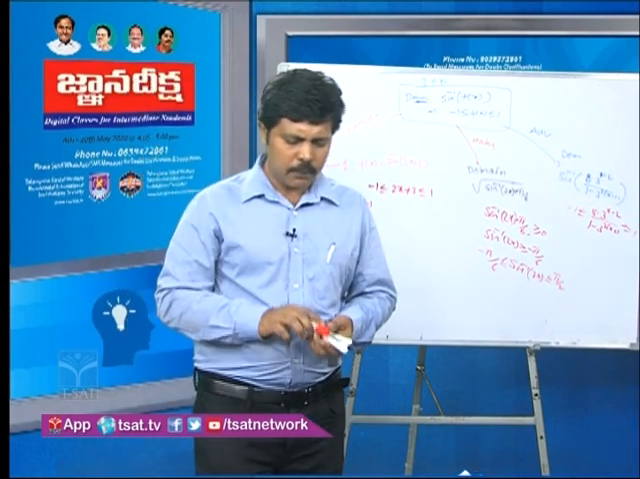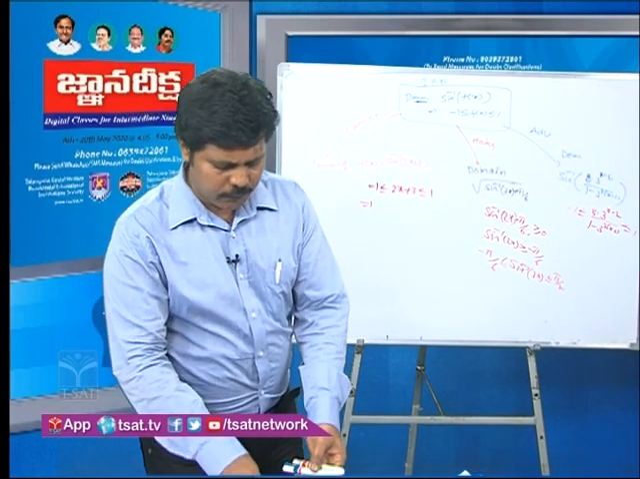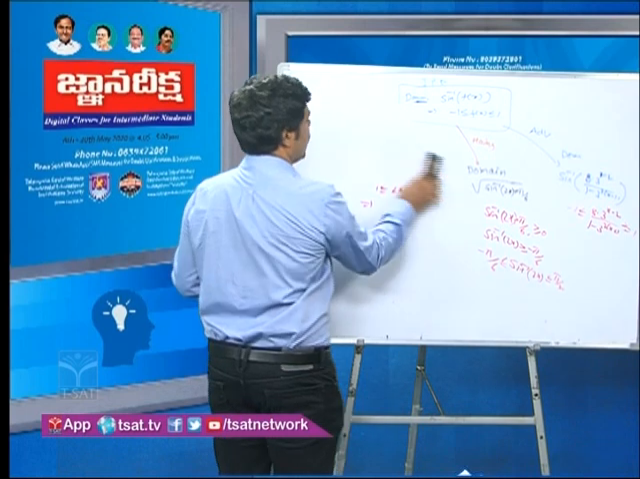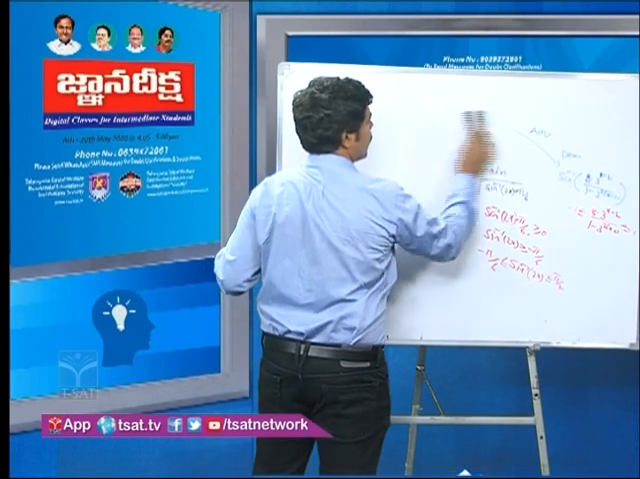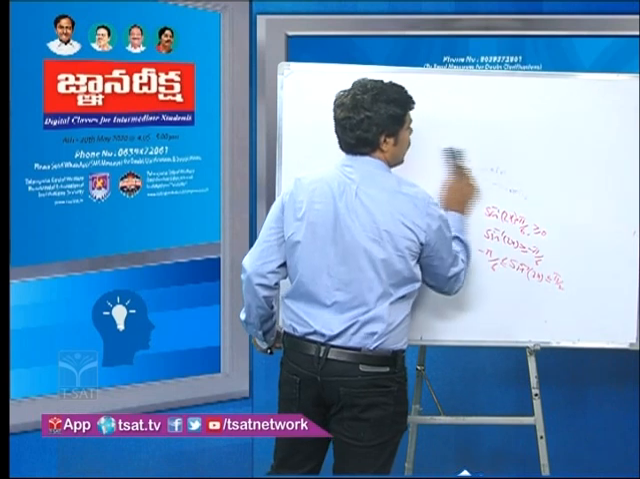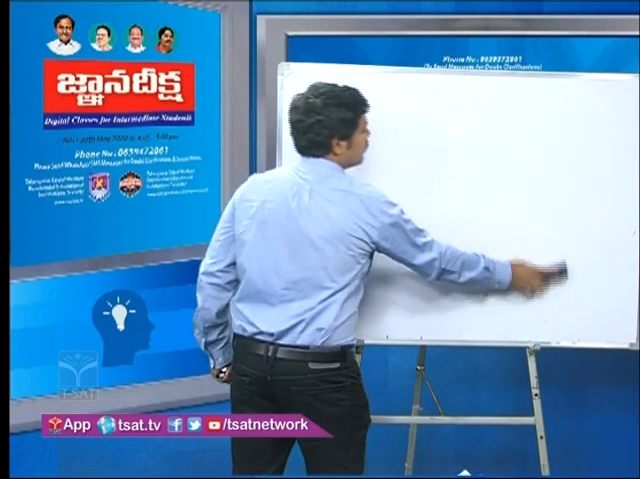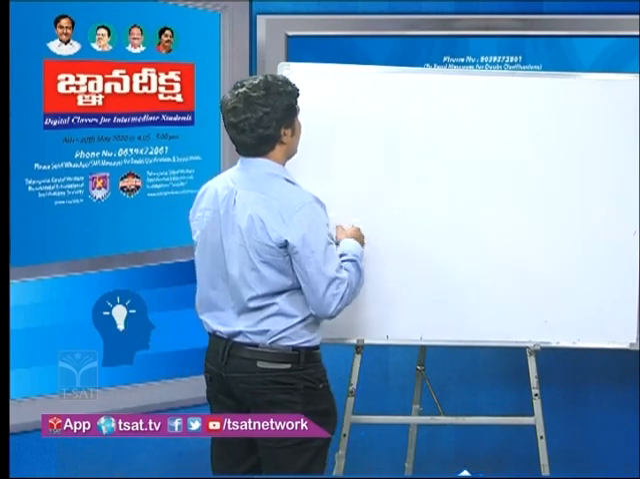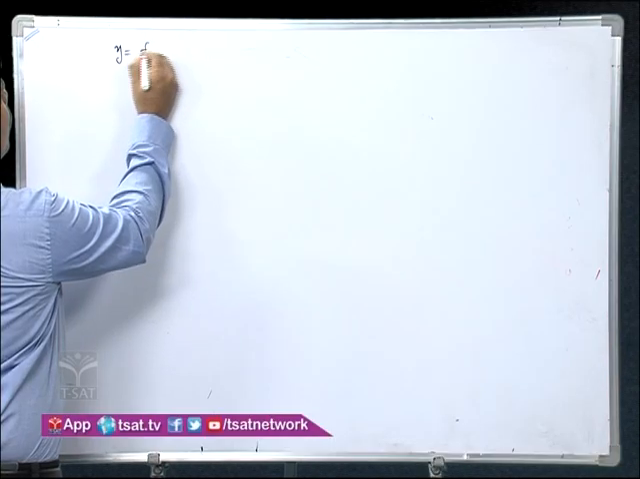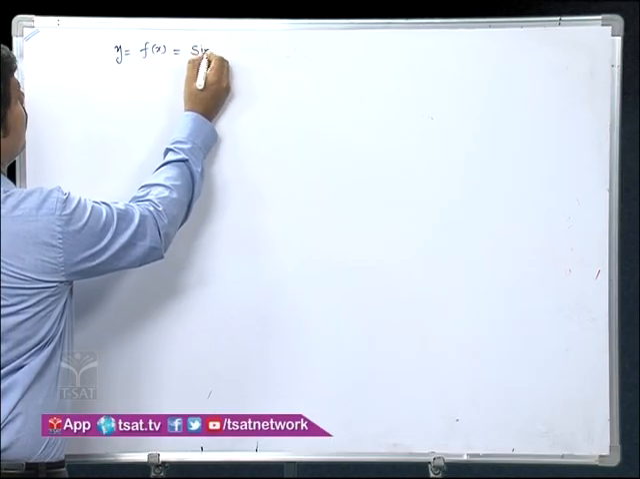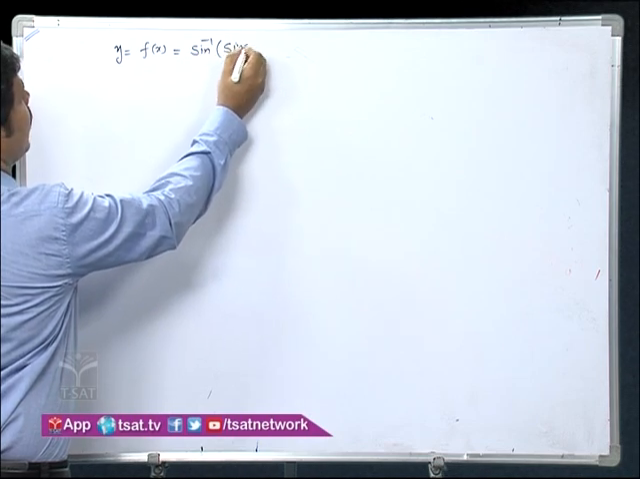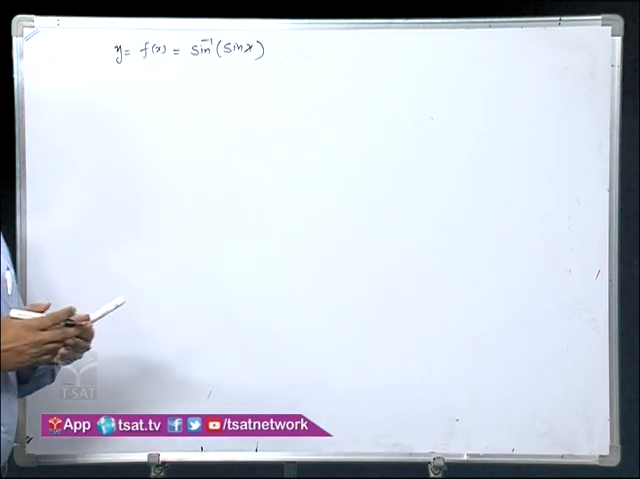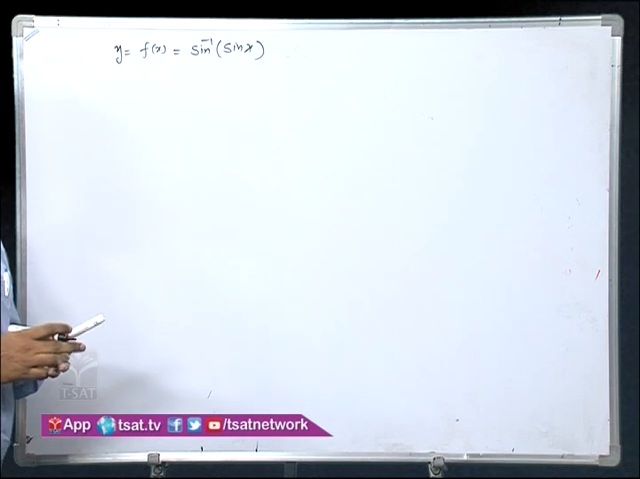Now today I will discuss a graph which is a very important and useful graph for advanced and mains. The graph is y is equal to f of x is equal to sin inverse of sin x. This is a composition function, a composition of trigonometric and inverse trigonometric functions.